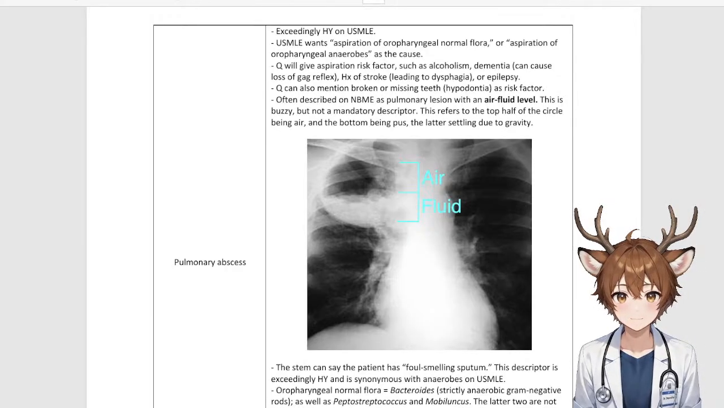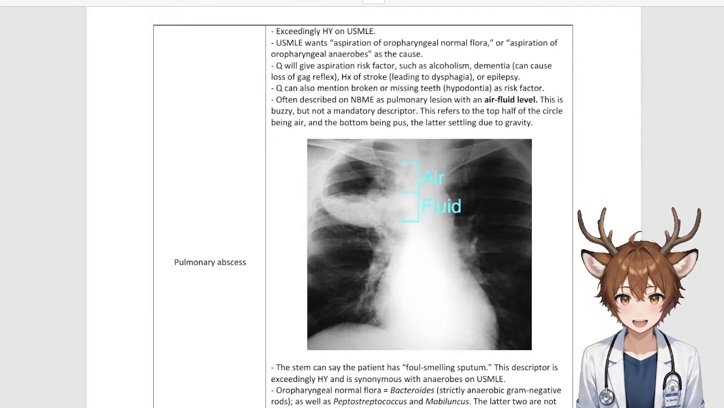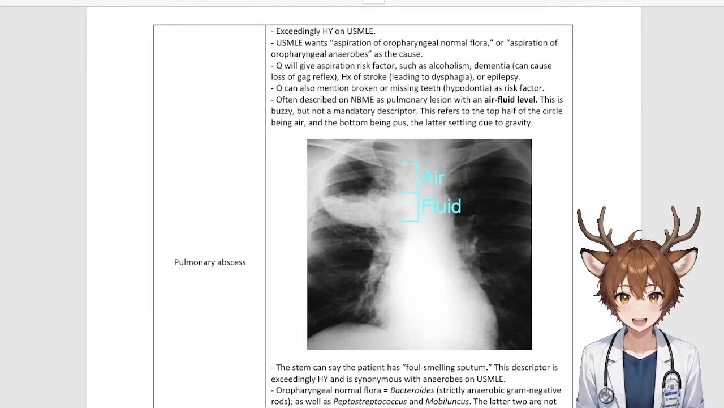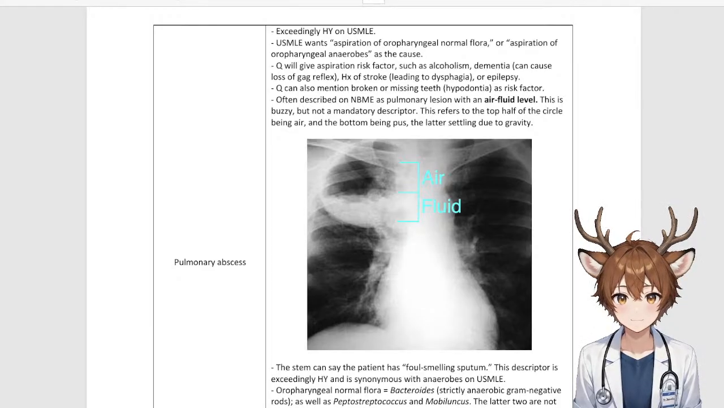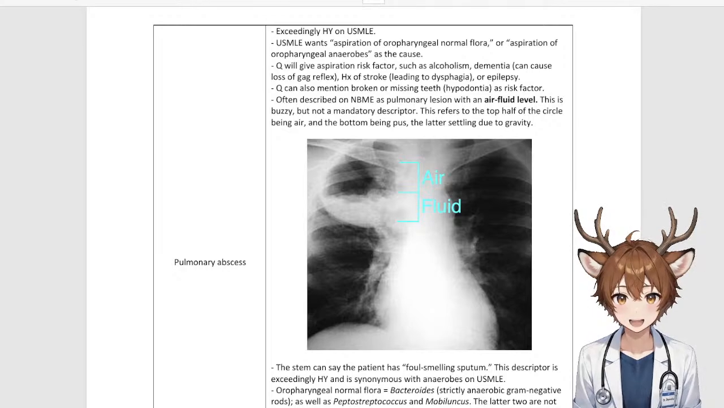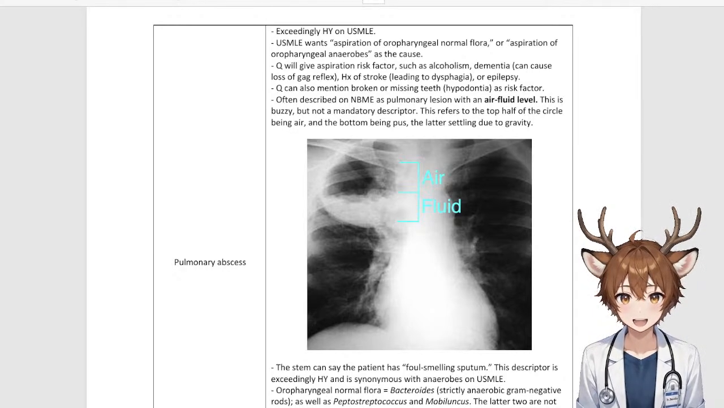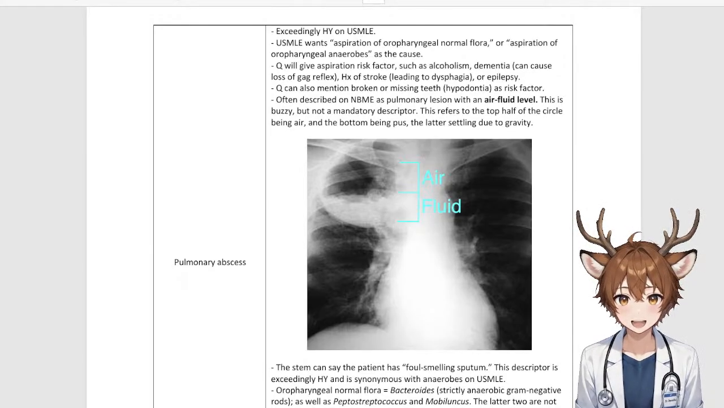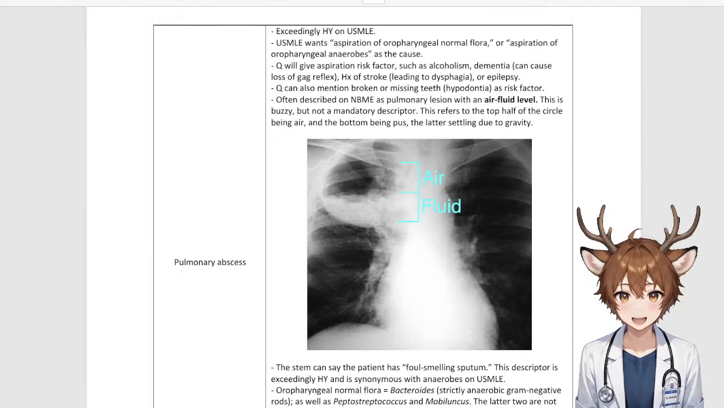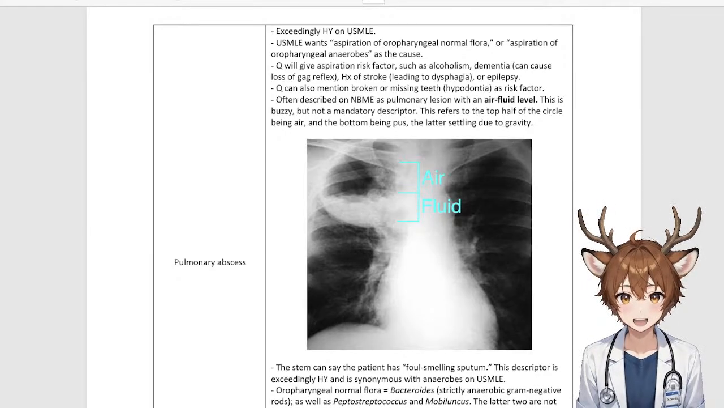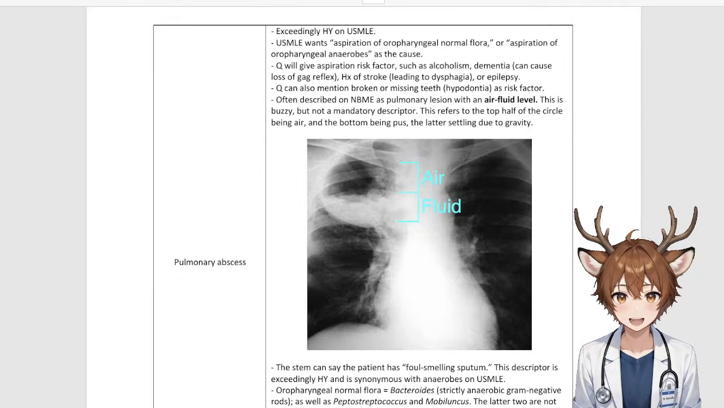Pulmonary abscess. Pulmonary abscess is exceedingly high yield on USMLE. USMLE wants aspiration of oropharyngeal normal flora or aspiration of oropharyngeal anaerobes as the cause. The question will give aspiration risk factors such as alcoholism, dementia which can cause loss of gag reflex, history of stroke leading to dysphagia, or epilepsy. The question can also mention broken or missing teeth as a risk factor. Often described on NBME as a pulmonary lesion with an air fluid level.